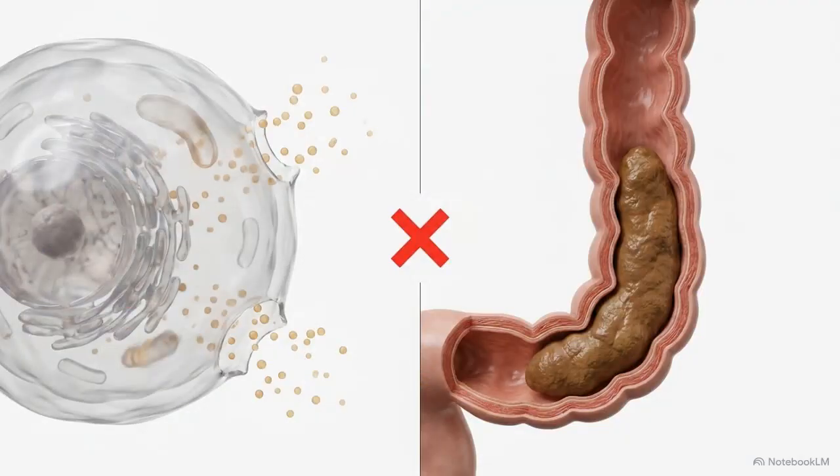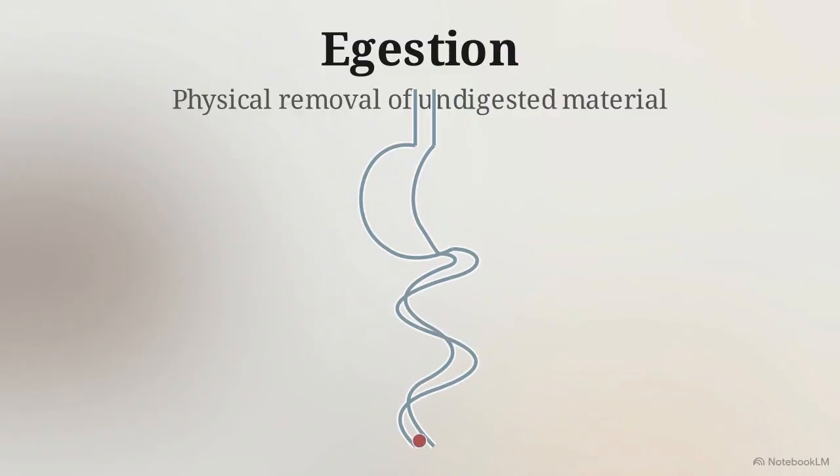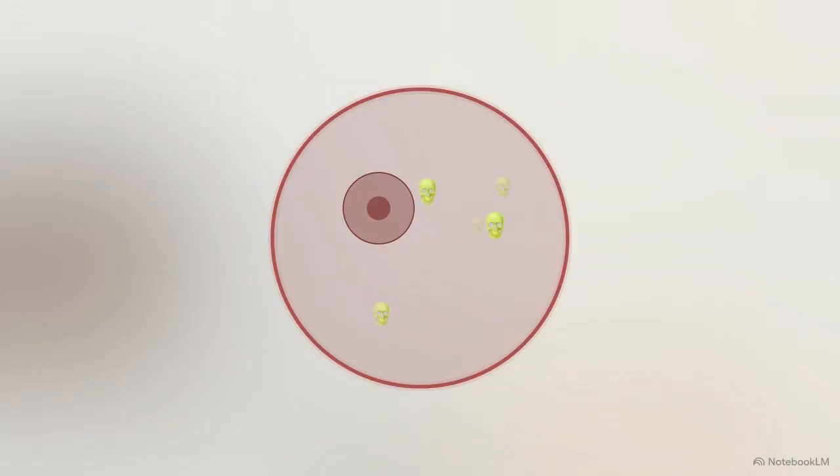A common mistake in exam preparation is confusing excretion with egestion. Egestion is the removal of undigested food, or feces, from the digestive tract. Excretion deals exclusively with the metabolic waste produced inside the cells.